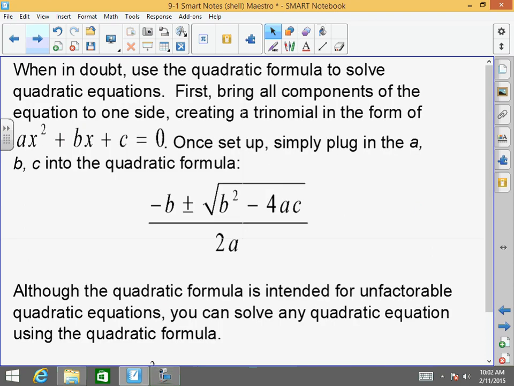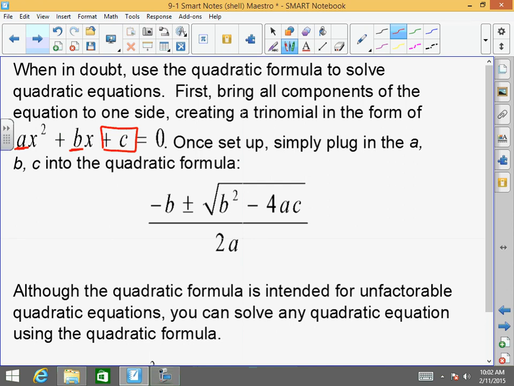I'm sorry. When in doubt, use the quadratic formula to solve quadratic equations. Even if it's factorable, guys, but you just freak out and you don't know how to factor it, you can always use the quadratic formula. First, bring all the components of the equation to one side, creating a trinomial in the following form: ax squared, a is always attached to the x squared, plus bx, b is always attached to the x, plus c. C is always the constant.